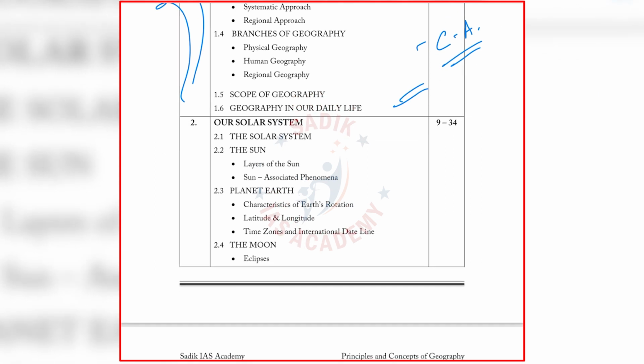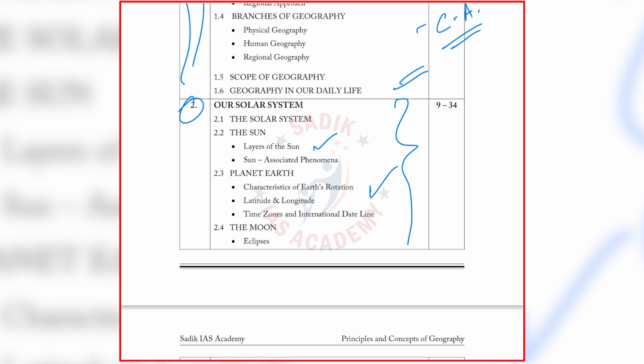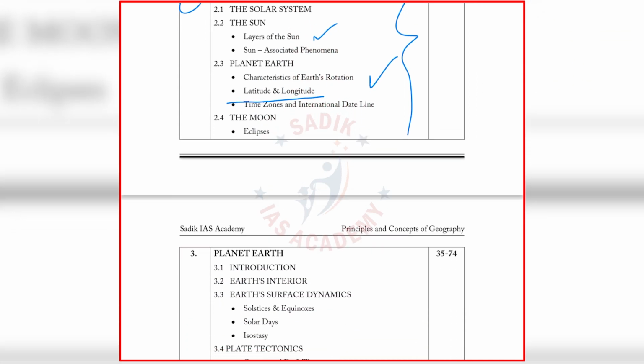Secondly, the unit called our solar system; questions have been asked here also. Solar system, layers of the sun and the planets. The arrangement of the planets itself was once asked as a question, and the significance of latitudes and longitudes. How latitudes and longitudes are significant, how they help in understanding the day, night, seasons, etc. This has already been asked.